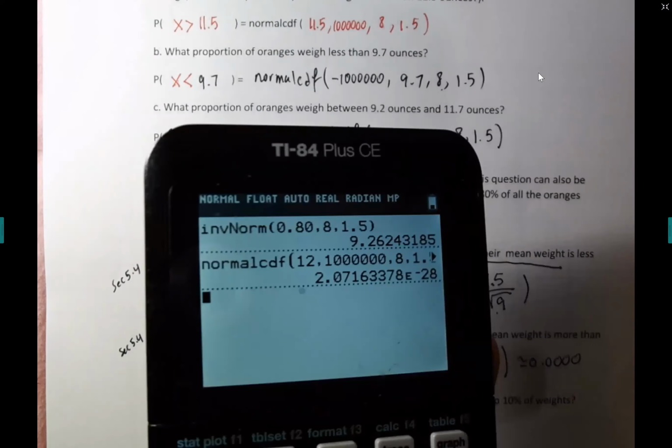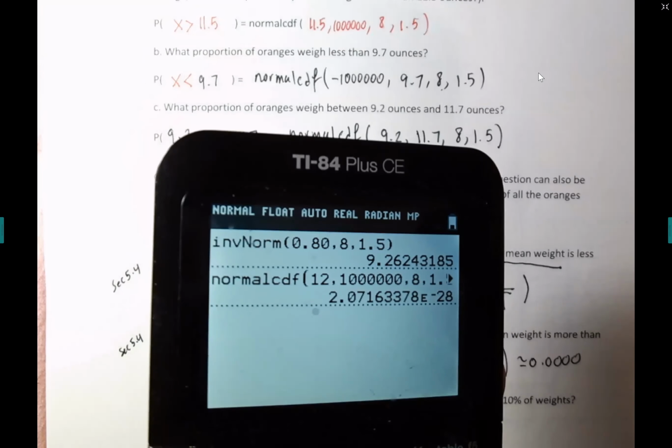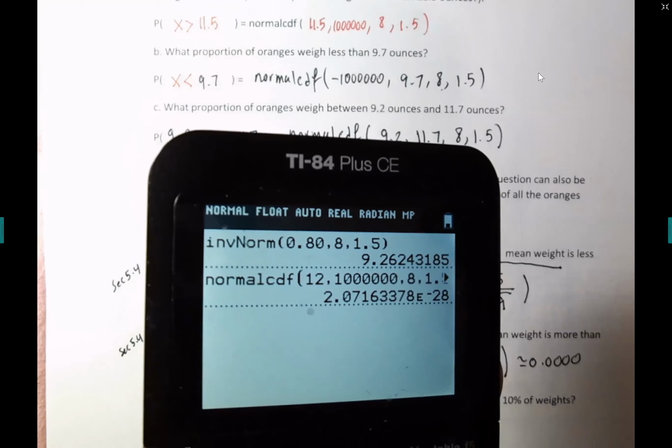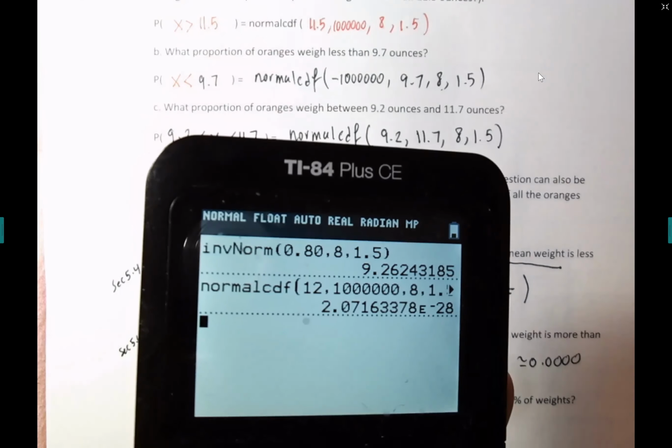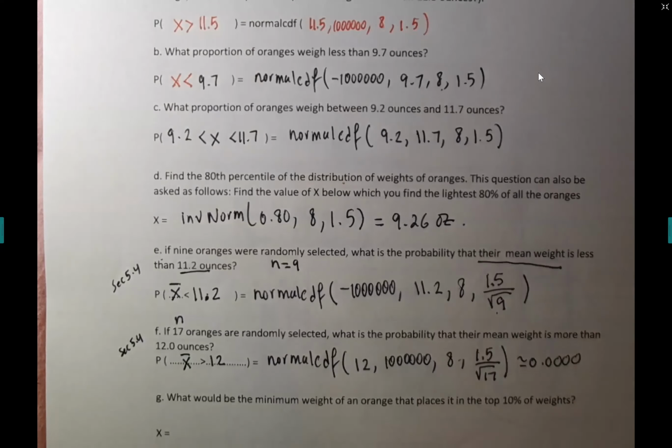That is obviously just like winning the lottery. Even worse chance than winning the lottery. It's too many zeros there.